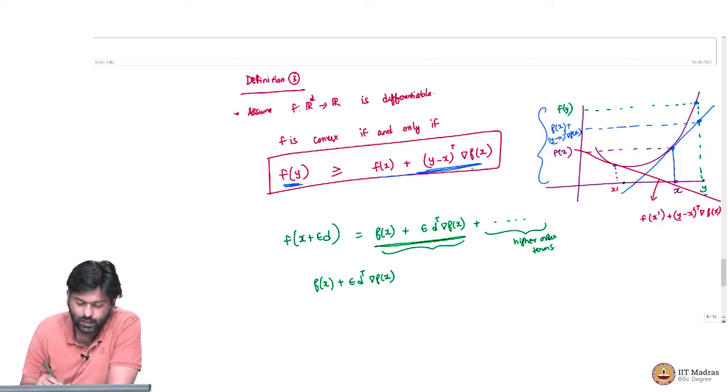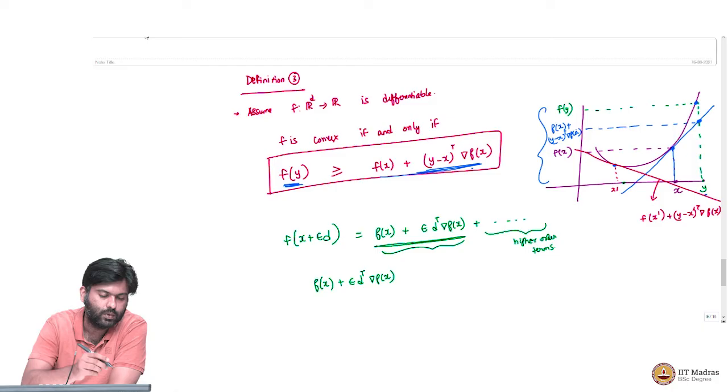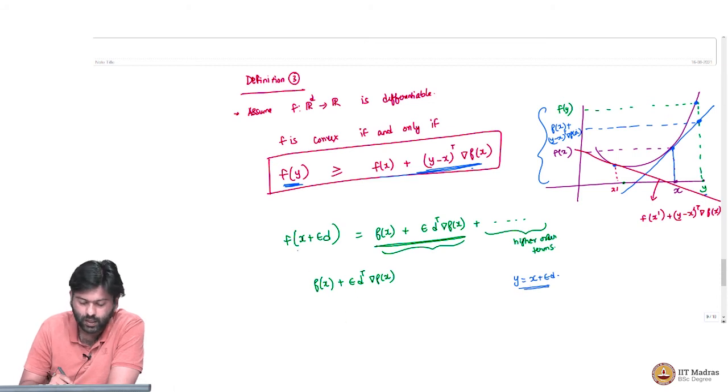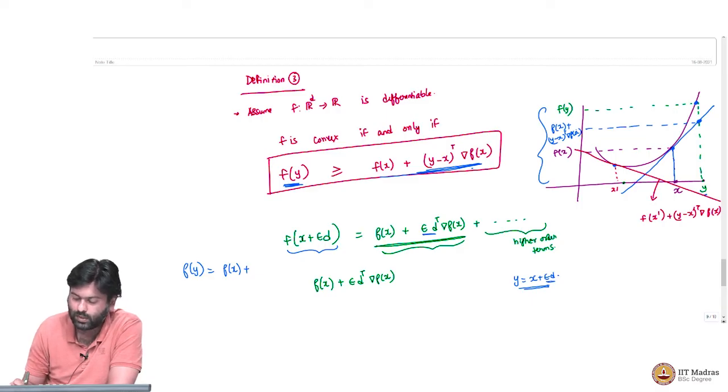Now, what is this telling us? This was a notation we used in the gradient descent algorithm description. Now imagine y is just x plus epsilon d. In this case, just substitute y as x plus epsilon d, which means that f of y would be f of x plus, well, what would epsilon d be? Because y is x plus epsilon d, epsilon d would simply be y minus x.